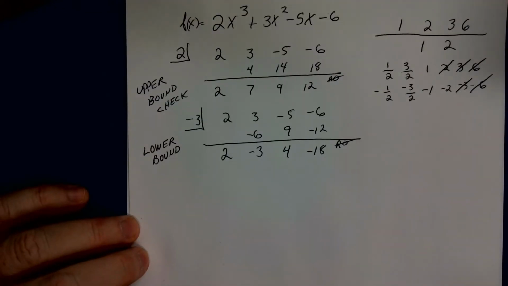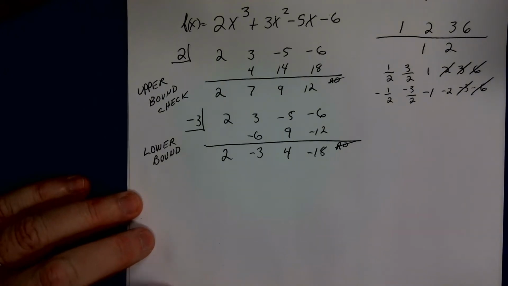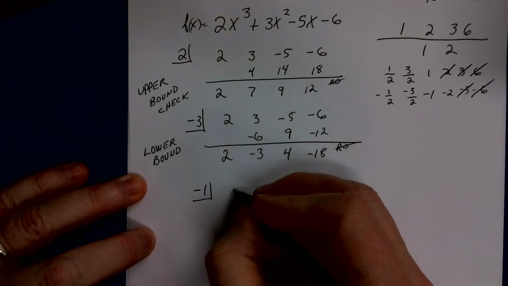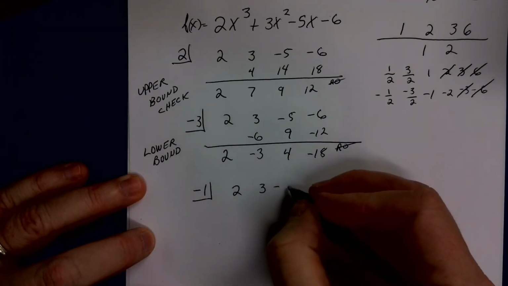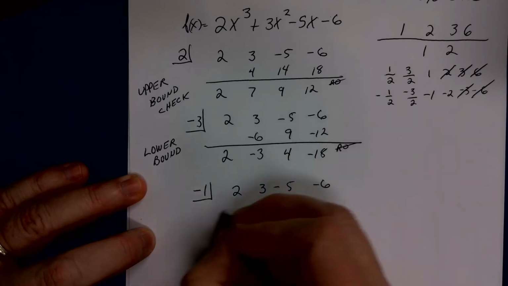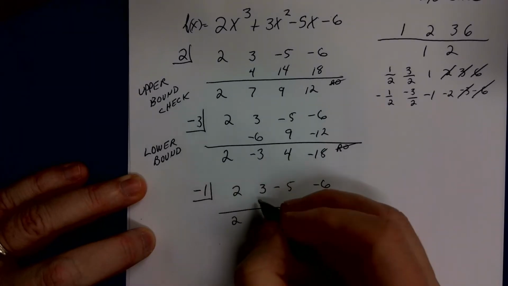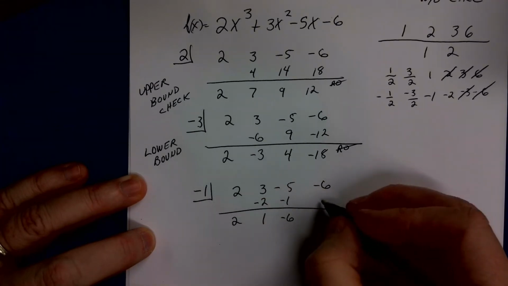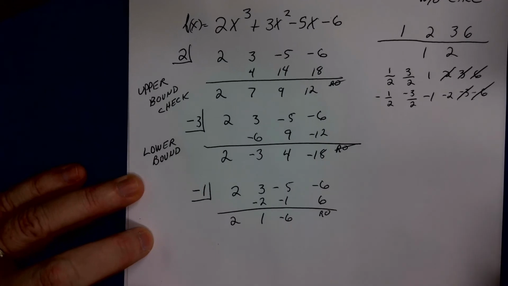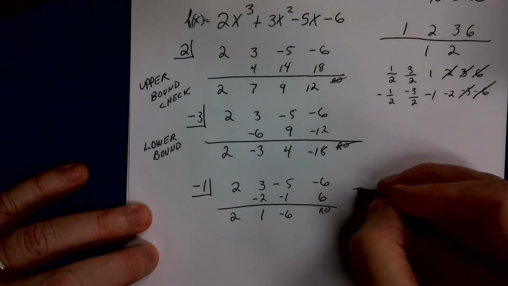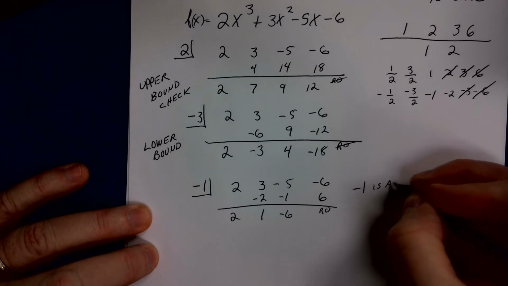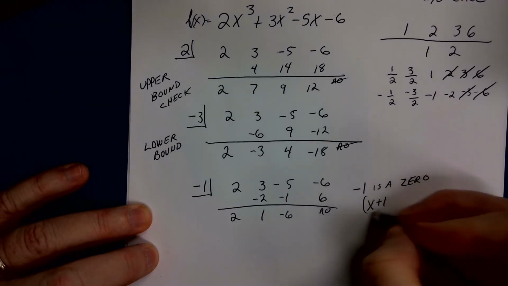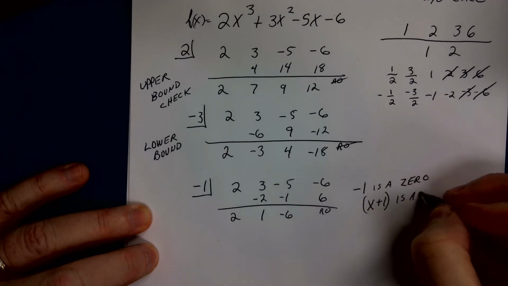Okay, so let's find one that I actually hopefully will work. So I'm going to go ahead and try -1. So when I check -1, I again copy down all of these things, 2, 3, -5, and -6. Bring the first one down. -1 times 2 is -2. 1, -1, -6. 6, remainder of 0. I'm like, yay! -1 is a 0, which means that x plus 1 is a factor.